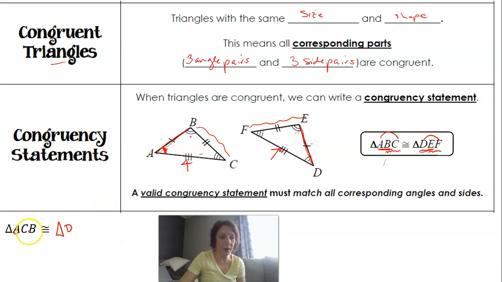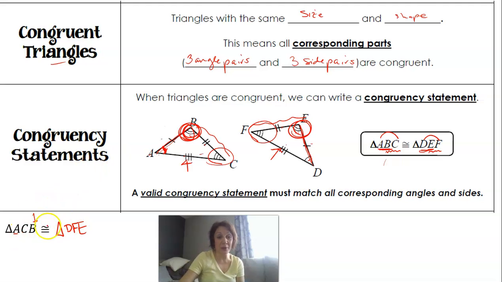Okay. What lines up with C? C is 3 tick marks. So I'm going to come over here. Which one has 3 tick marks? It's F. So F is next. And then the last letter here is B. So I come up here. Which one corresponds? Which one goes with B? The 2 arc angle. Here we go, E, the 2 arc angle.